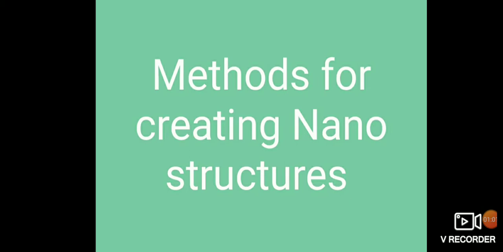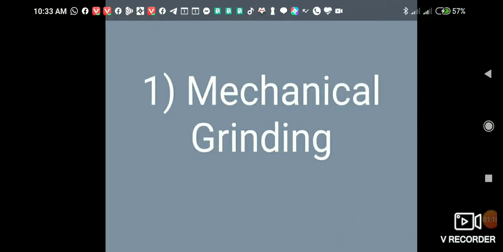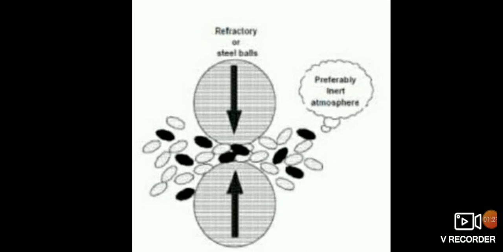The first one is the mechanical grinding method. Mechanical attrition is an example of a top-down method of synthesis of nanomaterials. Material is prepared not by cluster assembly but by the structural decomposition of coarser grain structures as a result of severe plastic deformation.